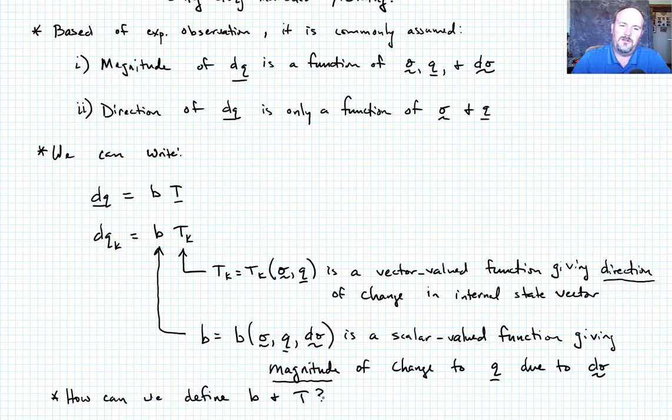But I wanted to introduce, first off, the consistency condition and how we use it to break down the internal state variable evolution, which is also related to the plastic strain evolution, into these two parts of magnitude and direction. Okay?